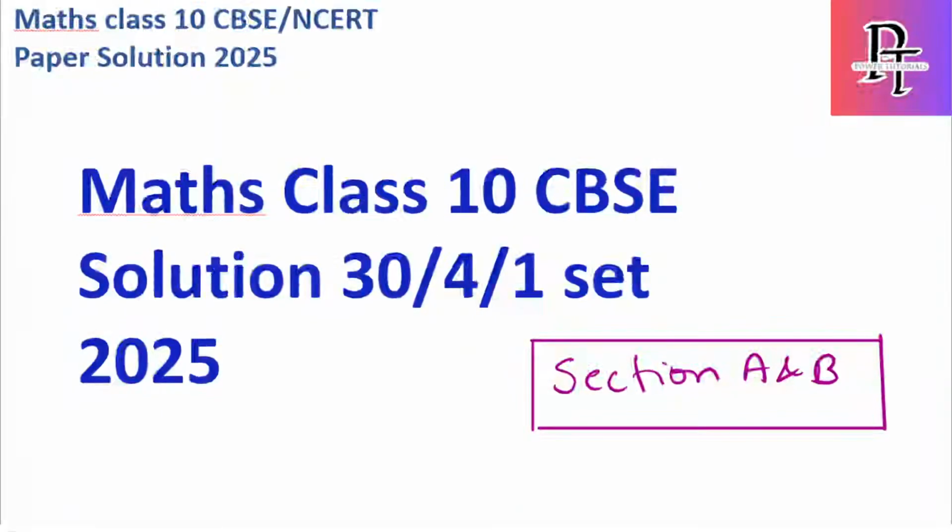So as exams are coming nearby, we'll solve a few previous year's questions from the 2025 board exams. Today we are going to start with the 30/4/1 set. Today we are going to cover section A and B questions, which are MCQs, the 1 mark questions, and section B, which are very short answer questions. I can say this is for 2 mark questions. So we're going to answer all these questions, 1 marks and 2 marks.